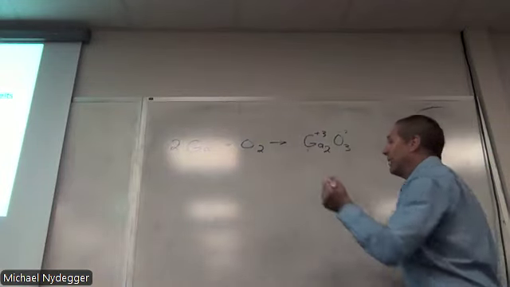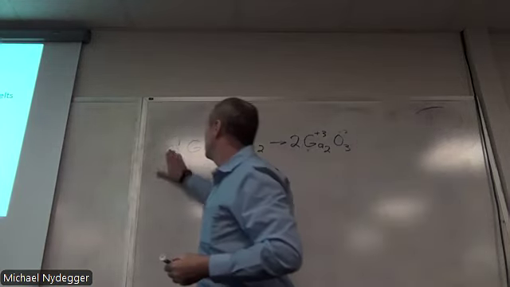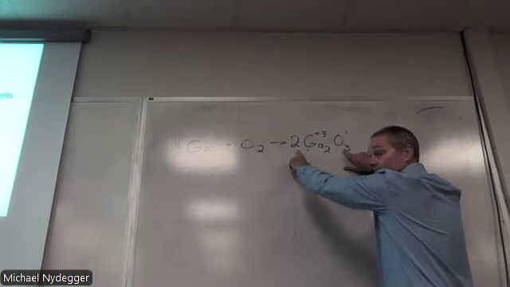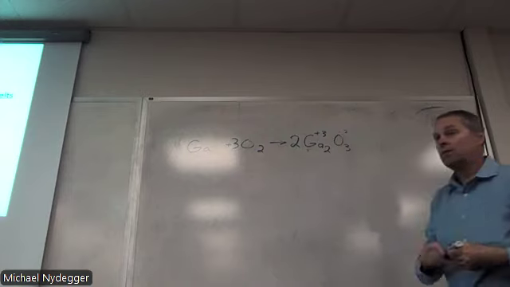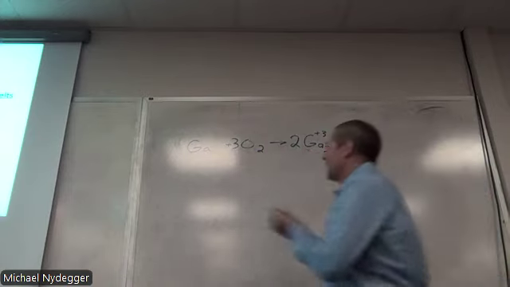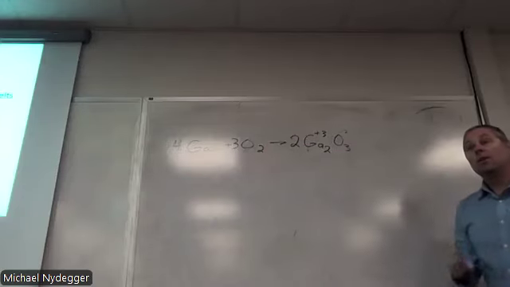So I can't do that. What I'm going to do is make this a 2 out in front of there. Now I've got how many oxygens? 6. So I put a 3 out in front of there. 3 times 2 is going to give me 6 oxygens. Now I have 4 galliums. You simply put a 4 out in front of there. Why did it need to be 6?